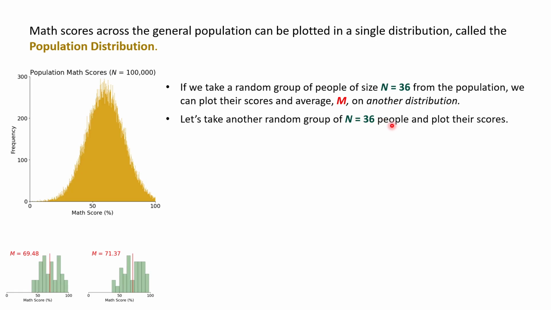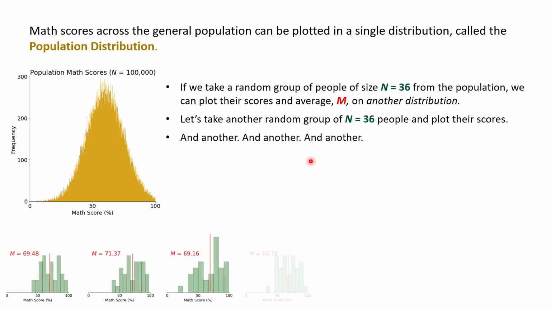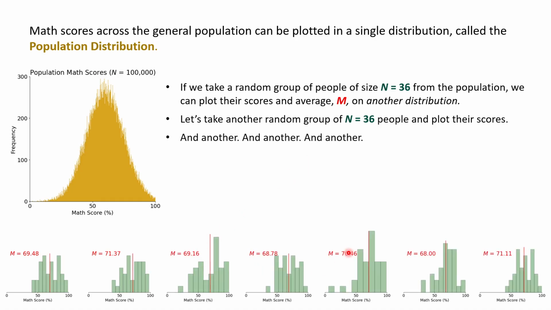Let's do it again. Let's take another group of 36 people and then plot their scores. So that's another mean that we obtain, that little red bit. See, and we get 71.37. And these scores will be a little bit different from these scores. Let's do that again and again and again.